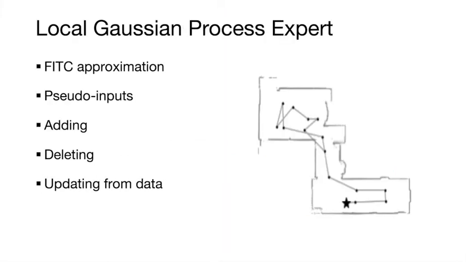The basis for our approach is the local Gaussian process expert. We are using here an approximation of the full Gaussian process that is based on pseudo inputs. That means that if we have a range measurement of a large amount of points, we can represent this range measurement locally by a small amount of pseudo inputs. These models allow also the addition and the removal of pseudo inputs to the model. The model can also be updated from the measurements that arrive later.